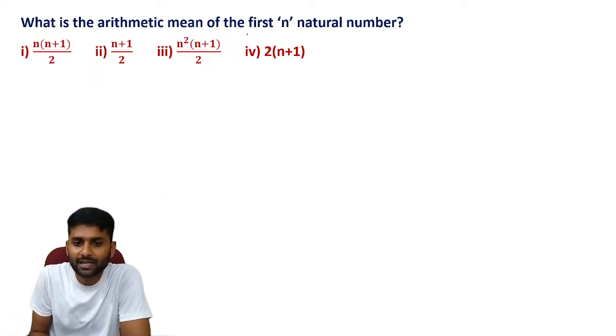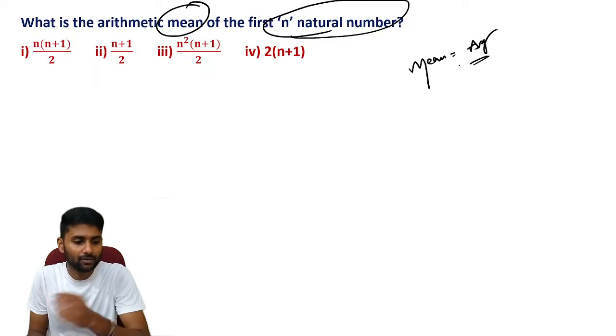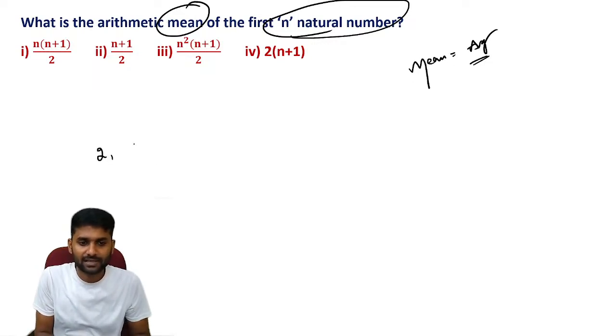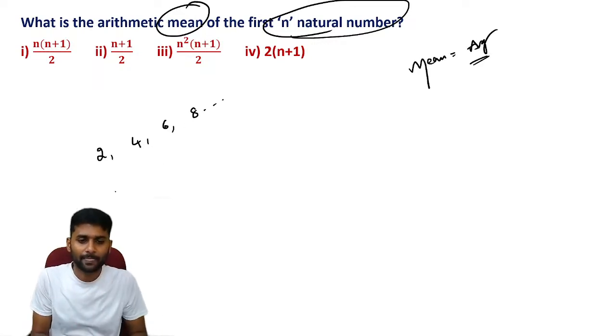What is the arithmetic mean of first n natural numbers? See, they are talking about mean. Mean is all about average. Let me tell you one concept here. Let's take the numbers 2, 4, 6, 8.